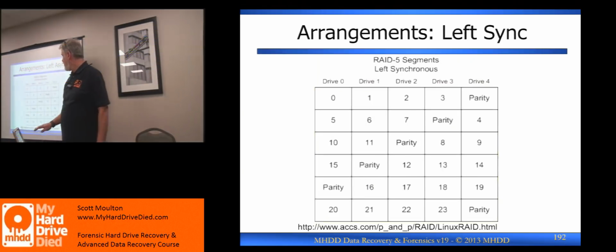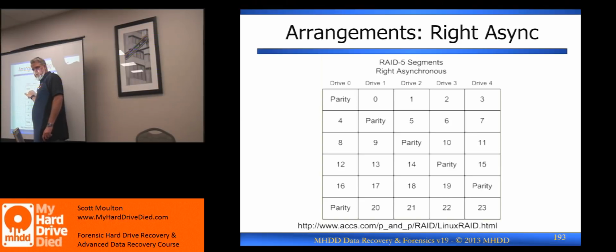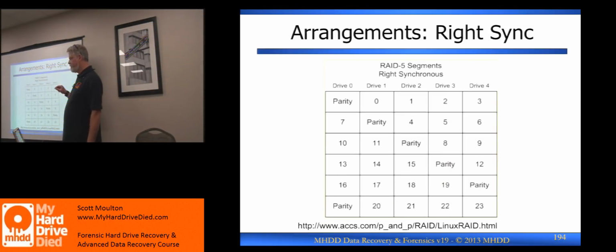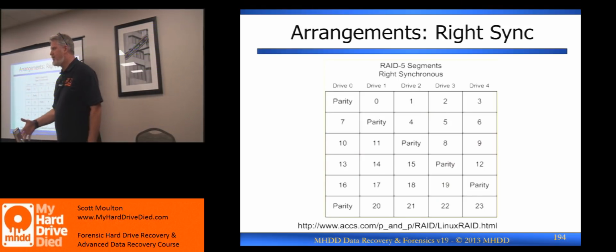There are 4. Here's the 4, here's the other 2. Right asynchronous, which starts parity on the other side. And then the same exact thing happens. Right synchronous. Now, listen to what I'm telling you right now. Unless you see a brand name that says Compaq, IBM, HP, something, you will not have them, and I don't mean Dell. Dell does not use those. Dell uses Adaptec formats, so Adaptec and AMI. So those are the two they use.